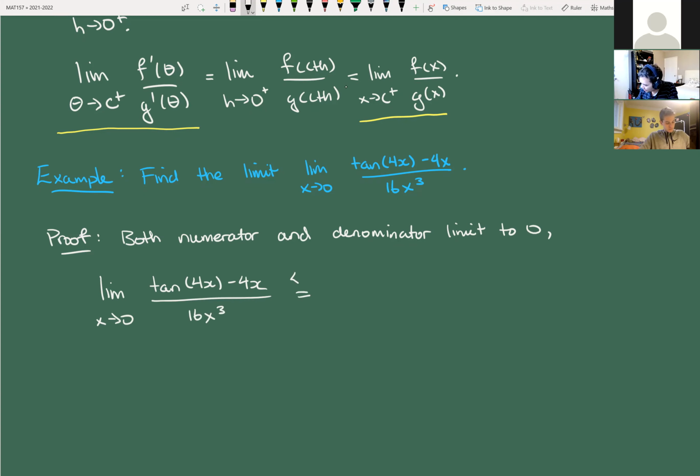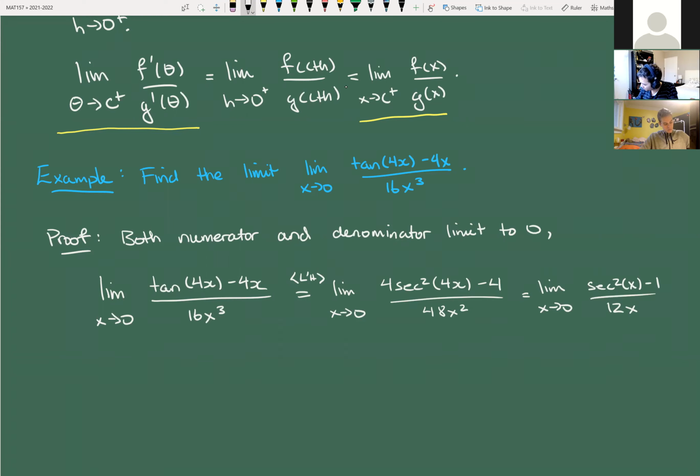Now, this isn't universal, but when I've used L'Hopital, I like to indicate it like this. So I'm going to differentiate tan 4x, which is going to give me what? 4 secant squared 4x minus 4. And then if I differentiate 16x cubed, that's 48x squared. So let me just do some cancellation here. That's going to give me secant squared 4x minus 1 divided by 12x squared, right? It's still 0 over 0, right? So I'm going to apply L'Hopital again.